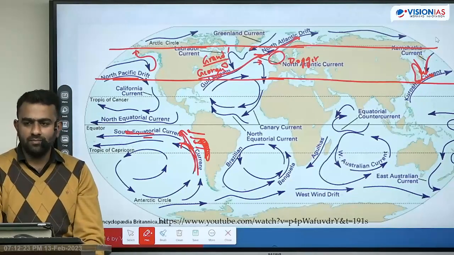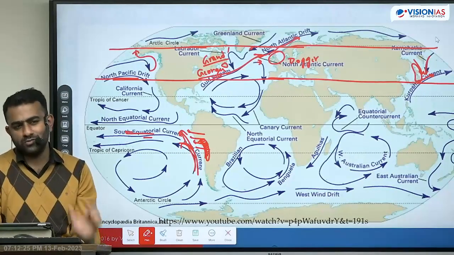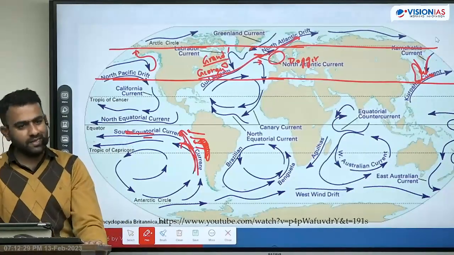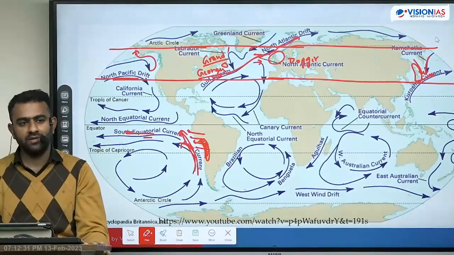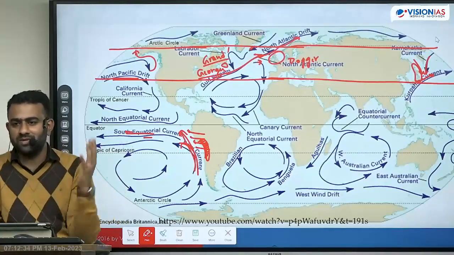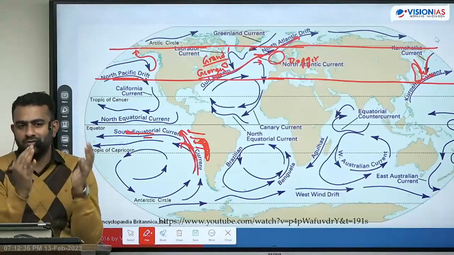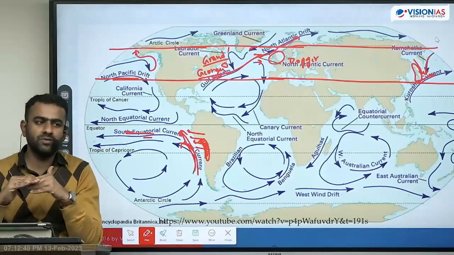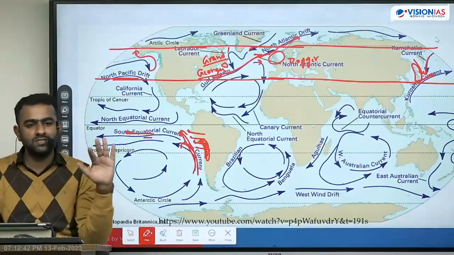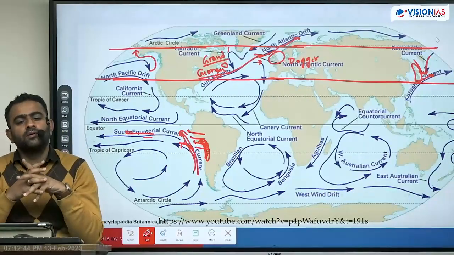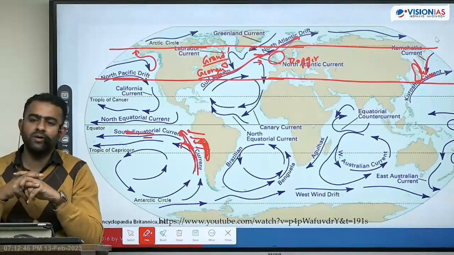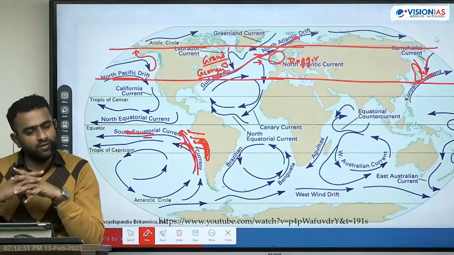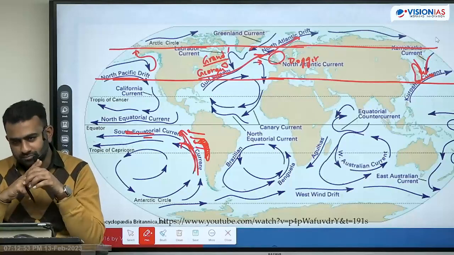So above the warm ocean current, the air is warmer and rich in moisture content. Above the cold ocean current, the air is cooler and it is very, very dry. When both merge, the air gets mixed up. The temperature of this warm air cools down, and because of that cooling down, condensation happens and there is fog formation. ठीक है? It is because of the merging of warm and cold ocean currents, there is fog formation, and fog formation will disrupt navigation.